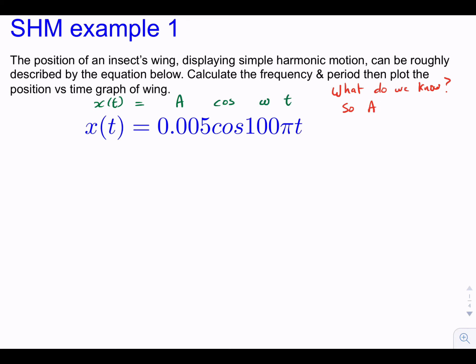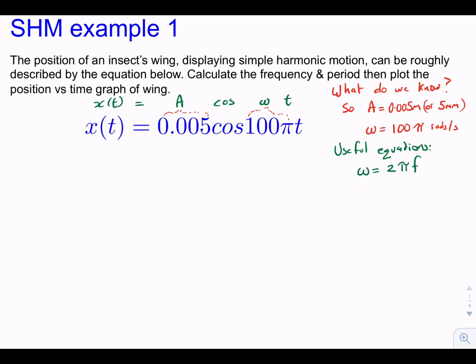So what do we know? We know that A equals 0.005 meters or 5 millimeters. And we know that ω is going to be equal to 100π radians per second. Some useful equations here would be to remember that ω equals 2πf, and ω also is defined as 2π/T, where T is the period, which is equal to 1/f, the frequency, and the frequency is conversely equal to 1 over the period.